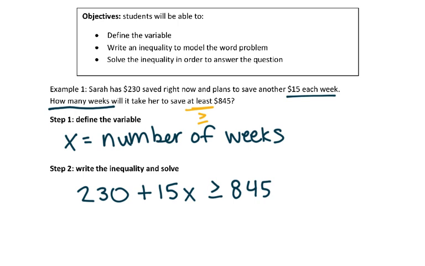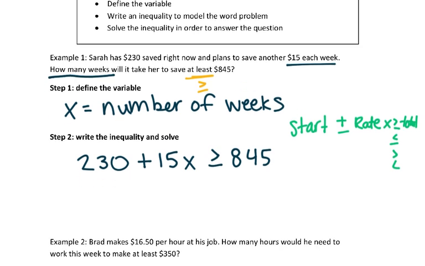Now, I will tell you one thing. For your inequality, the general setup is you do your start value plus, sometimes it could be minus, your rate times x, and then you have your total, right? And then you have your inequality symbol here. Now it could be a greater than or equal to, less than or equal to, greater than or less than. Anyways, we just wrote the inequality, now we're going to solve.